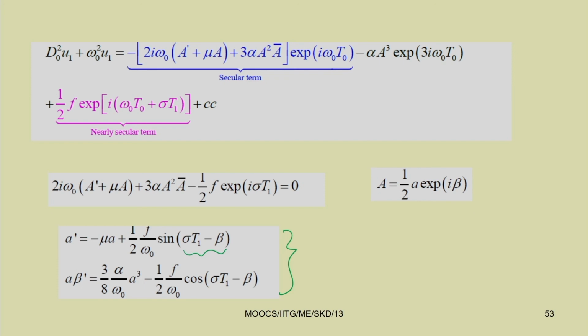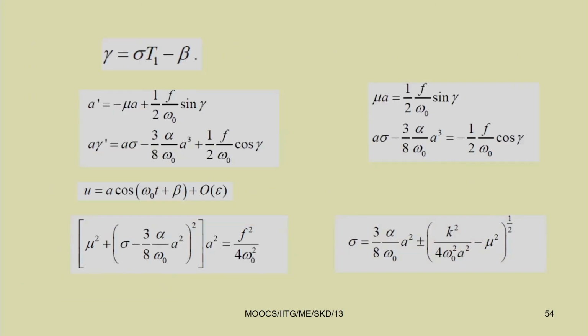To make it autonomous you can take sigma t 1 minus beta equal to gamma, and the A dash and gamma dash equations can be written in autonomous form. Again for steady state, A dash and gamma dash will be equal to 0 and you get a set of equations: mu A equal to half f by omega 0 sin gamma, and A sigma minus 3 by 8 alpha by omega 0 A cube equal to minus half f by omega 0 cos gamma.